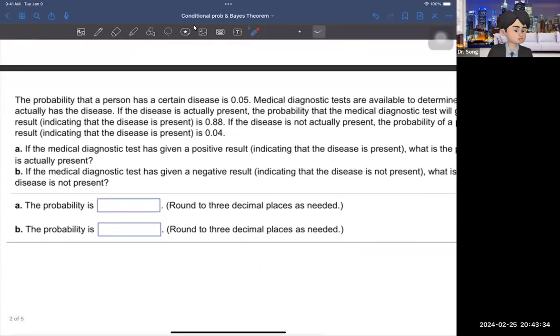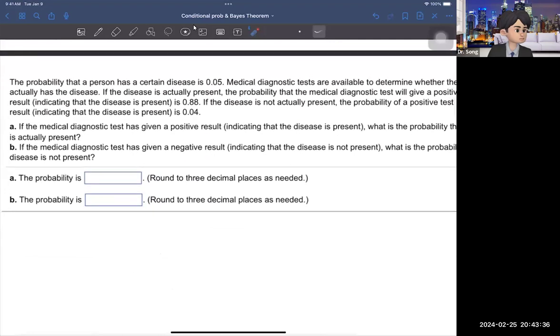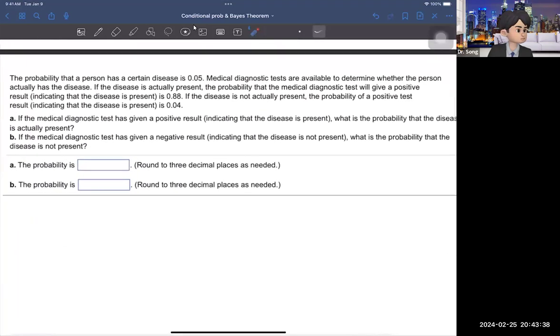Now let's take a look at this example. The probability that a person has a certain disease is known as 0.05. So let me denote the question: probability D is 0.05, where D means disease. And then he or she takes the test and it tells us positive or negative, right? Take a look at this part.